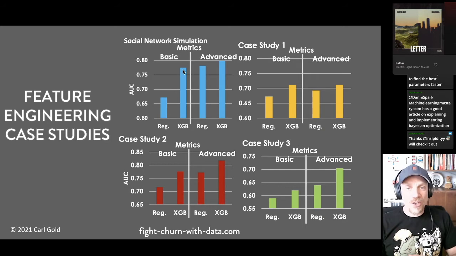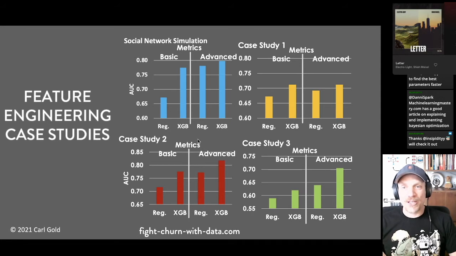So if you use only simple metrics, you might have more to gain from using machine learning and more to lose from using regression. However, if you do feature engineering, you will often find less to gain from machine learning, which is what's shown here. When we use the advanced metrics, XGBoost only improves over regression a little bit. Now let's look at more case studies.